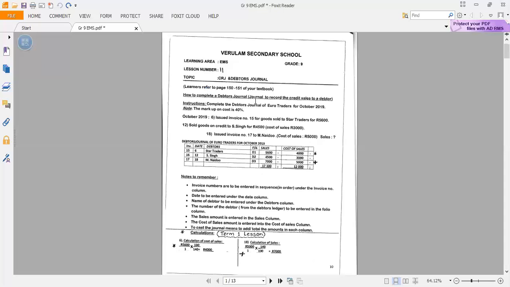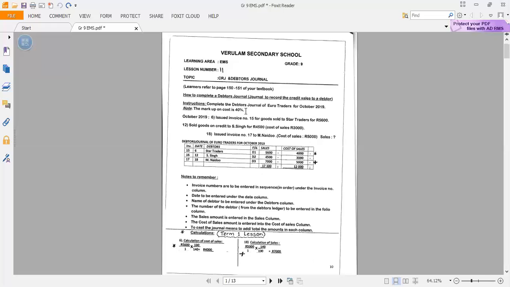Remember, the debtors journal is used to record the credit sales to a debtor. Okay, I'm going to take you step by step through the completion of this journal. Let's look at the instruction. Complete the debtors journal of Euro Traders for October 2019. Note, the markup on the cost is 40%.